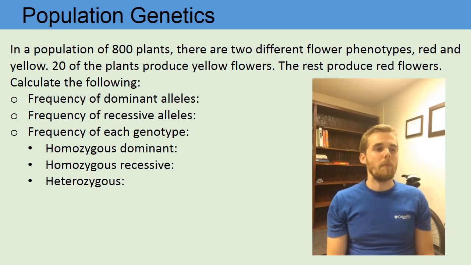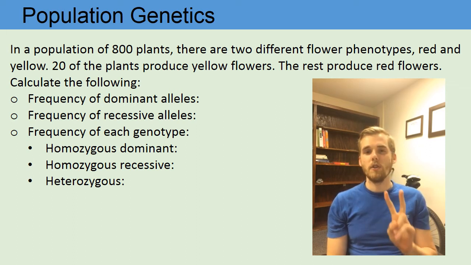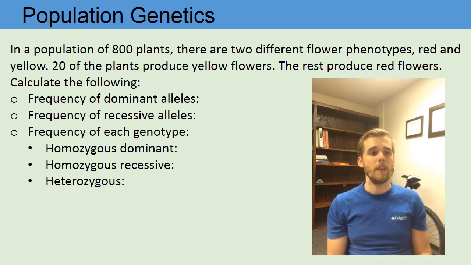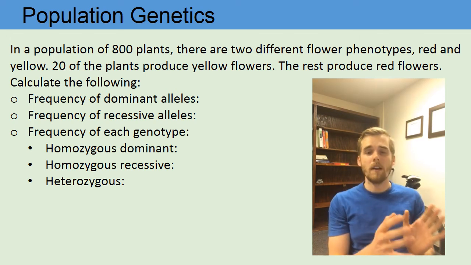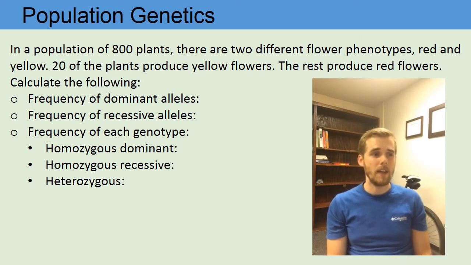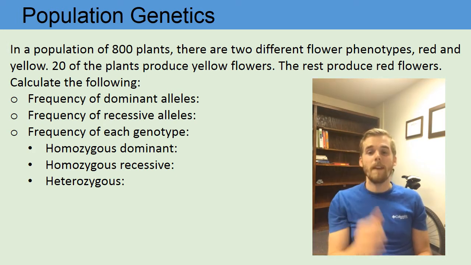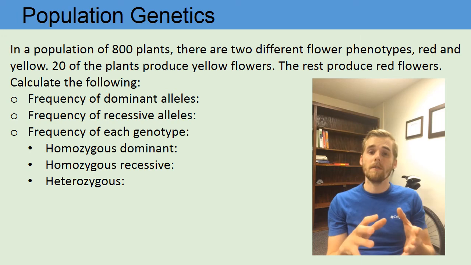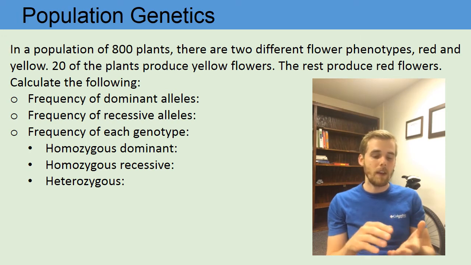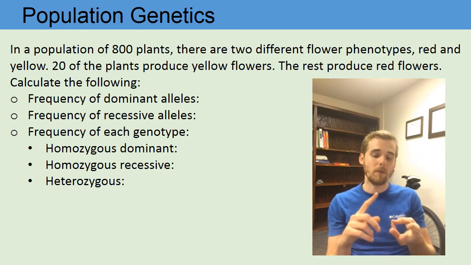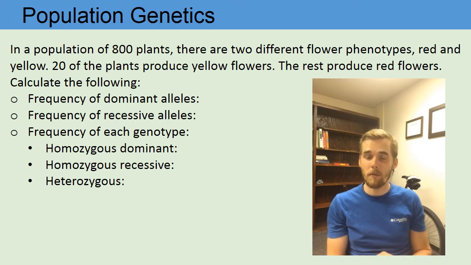So here's an example population. We have 800 plants in 2 different phenotypes, a yellow flower phenotype and a red flower phenotype. We're given the information that out of the 800 plants, 20 of them have the yellow flower phenotype, and the rest, 780, have the red flower phenotype. Given that information alone, you should be able to calculate the percentage of alleles in this population that are dominant, the percentage of alleles that are recessive, and then you should also be able to calculate the percentage of homozygous dominant, the percentage of heterozygous, and the percentage of homozygous recessive individuals within the population.